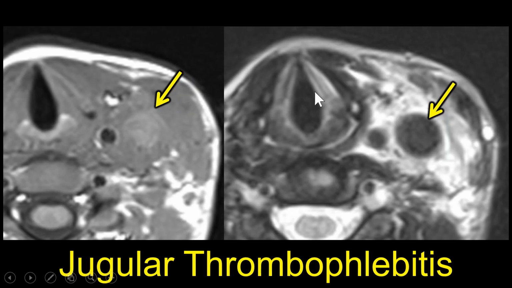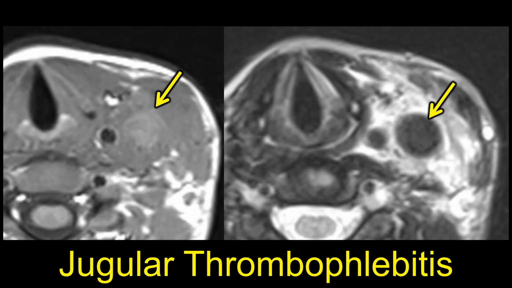Now on the T2, we see the same thing. Here is the airway. We see the cricoid bone in the back. We see the common carotid artery flow void, and it looks like we have a flow void of the internal jugular vein. But it looks like it's all opacified on the T1. So this is a good appearance for jugular vein thrombosis, and there's a lot of infectious inflammatory changes around it, so we would call that jugular thrombophlebitis. There's infection in that case.